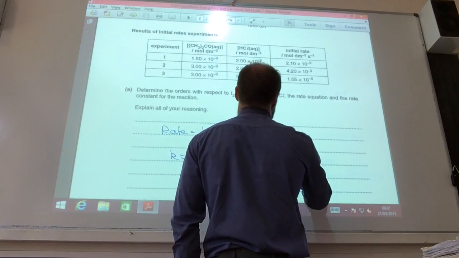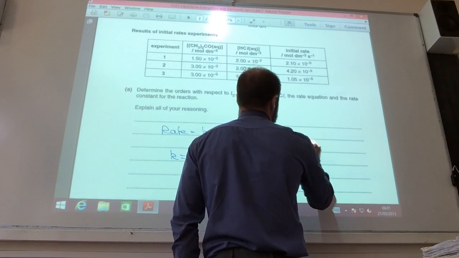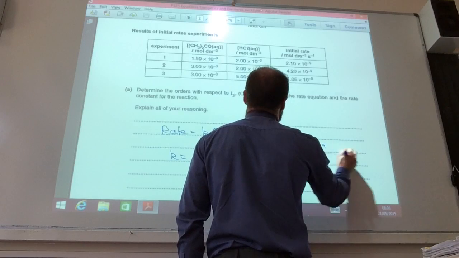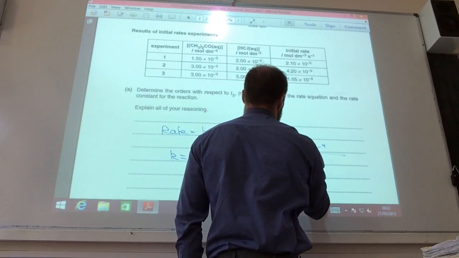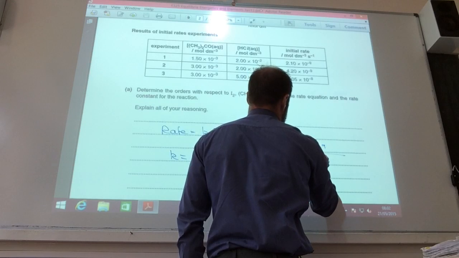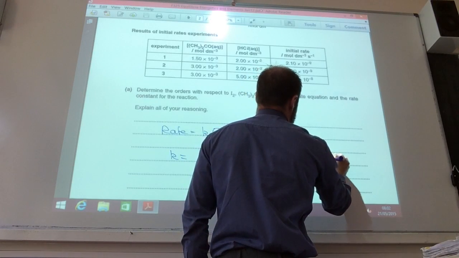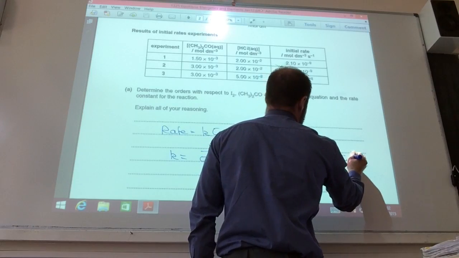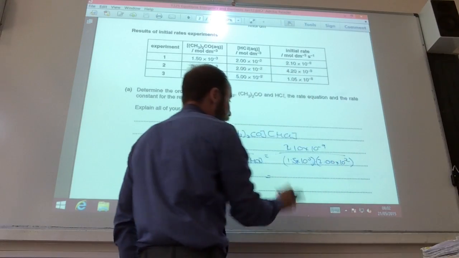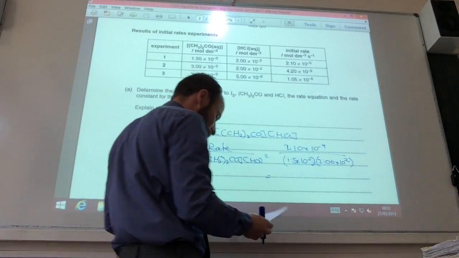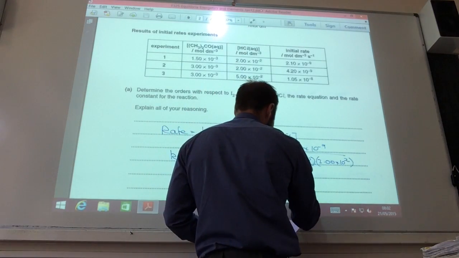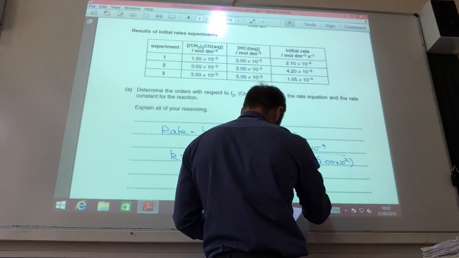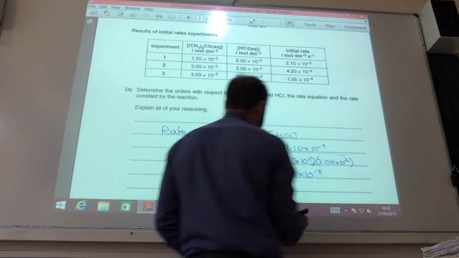That's going to be 2.10 times 10 to the minus 9 divided by, if I just go along here, 1.5 times 10 to the minus 3 times 2.00 times 10 to the minus 2. If you put that in, what I would do is work the bottom out first and then divide, just to make sure you actually get 7.0 times 10 to the minus 5.